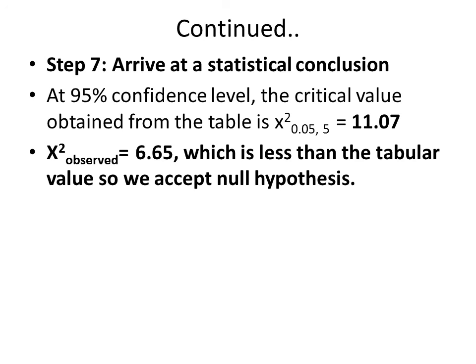So according to the decision rule, the chi-square observed value we obtained by solving the formula is 6.65, which is less than the tabular value, so we accept the null hypothesis. Since 6.65 is less than 11.07 and it is lying in the acceptance region in the graph, we accept the null hypothesis.